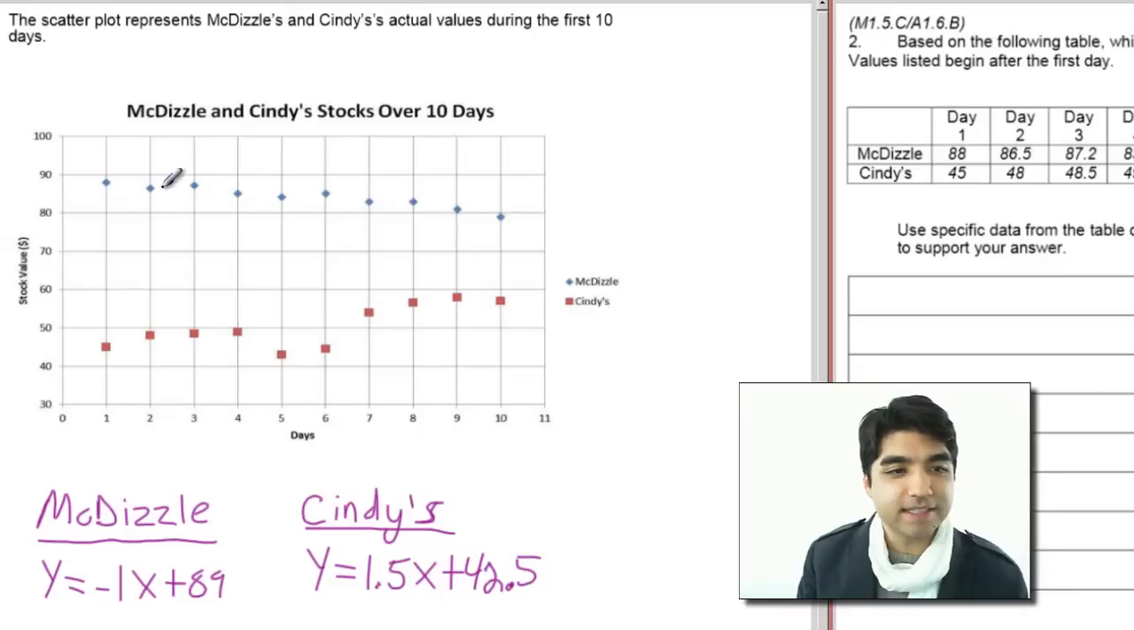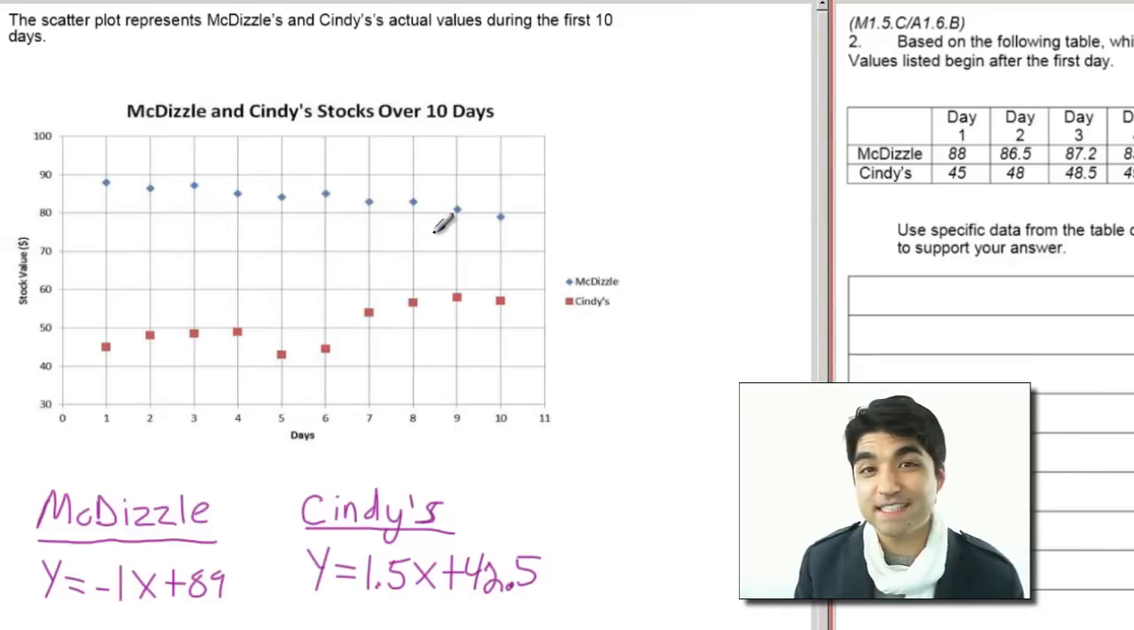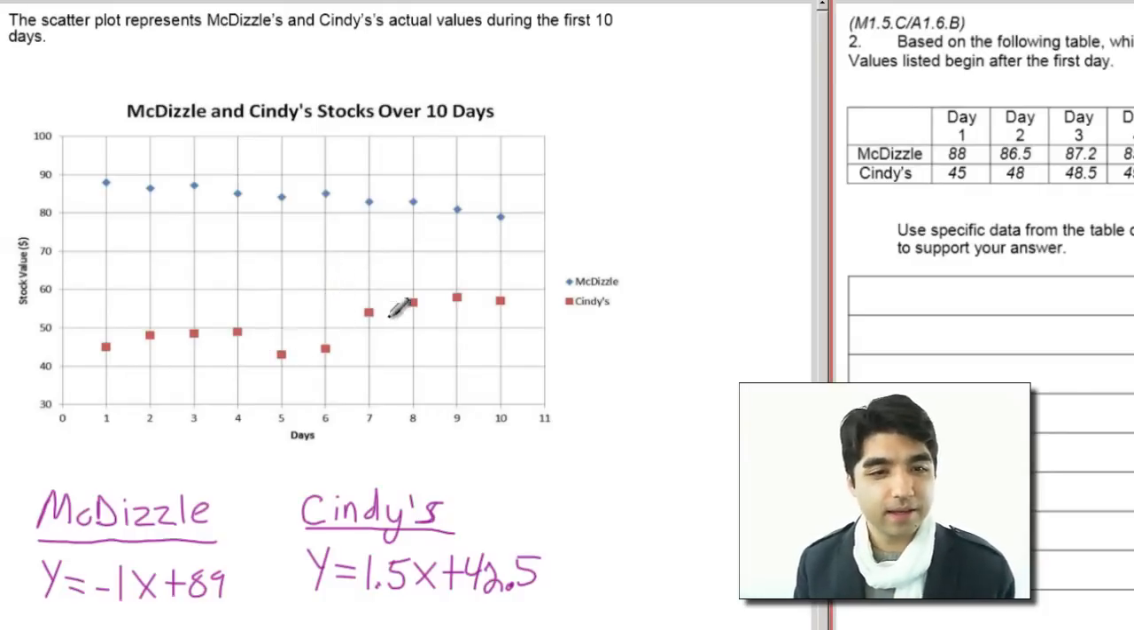So you see that mcdizzle's is going down over time and Cindy's is going up over time. Now, some things to notice is that the blue is mcdizzle's and the red is Cindy's. And it looks like mcdizzle's is pretty consistent over time. Like it goes down by the same amount. And Cindy's is a little bit more wild.